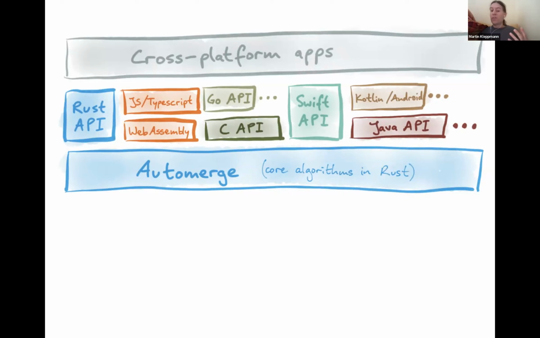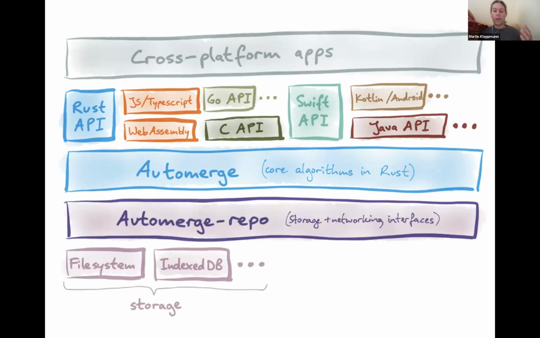Automerge itself is just an in-memory data structure library. So it actually does nothing about storing data on disk or sending data over the network. But in order to do that, there's a companion library called Automerge Repo, which does that I/O. And so Automerge Repo then provides adapters for various options for storing on persistent storage. So for example, if you're running a native app on desktop, then you might be able to write directly to the file system.